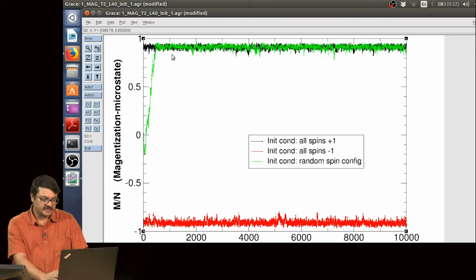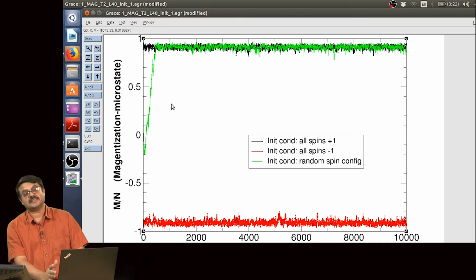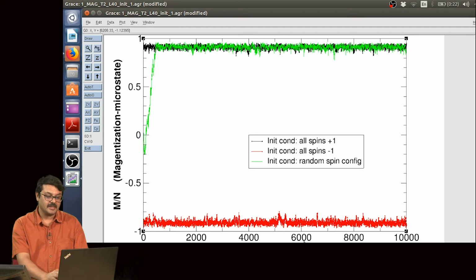What is interesting is that this green data, when you start from the random initial condition, takes around 1000 iterations to reach its so-called equilibrium value, or rather to fluctuate about its equilibrium average. So, you would say that this around 1000 iterations is the time that a 40 cross 40 lattice takes to equilibrate. Okay. So, here we were looking at magnetization per spin, and the x axis is the number of Monte Carlo steps.